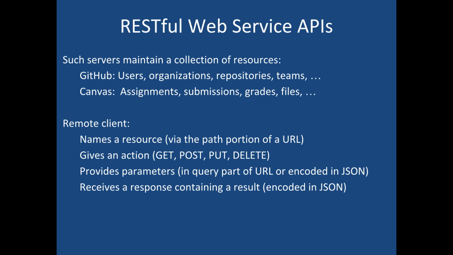A get action, a post, a put, delete. We'll look at the differences, but you're basically saying what action to perform. You provide parameters either in the URL itself or encoded in JSON in the body of the request. And then you receive a response containing a result, encoded in JSON typically. And we're going to look at examples to make this more concrete. But fundamentally, that's how it all works.